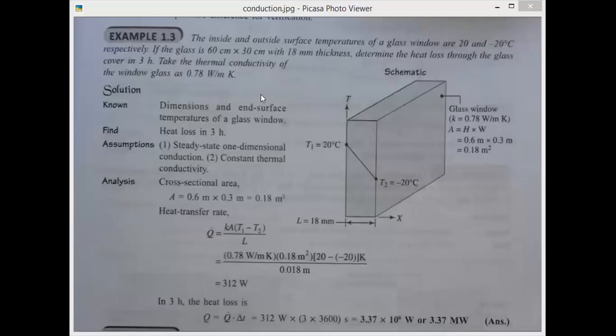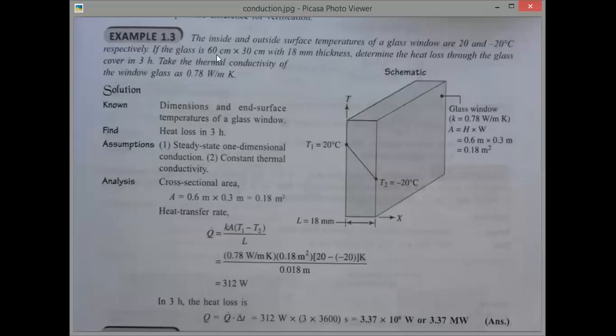Here is the numerical on thermal conduction. Now, the inside and outside surface temperatures of a glass window are 20 degrees centigrade and minus 20 degrees centigrade respectively. The cross-sectional area is given as 60 centimeter into 30 centimeter with 18 mm thickness. So the thickness dx is 18 mm. Determine the heat loss through the glass. Take the thermal conductivity, that is K, for the window glass as 0.78 watt per meter degree Kelvin.